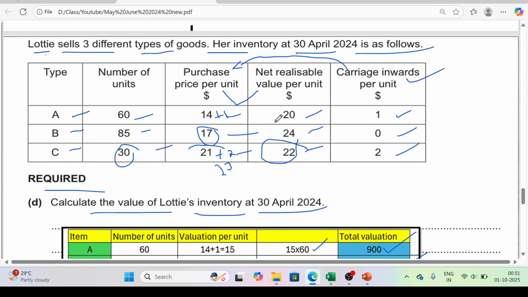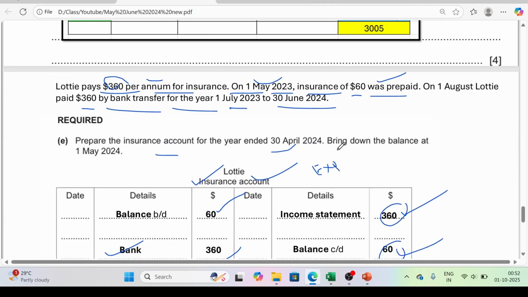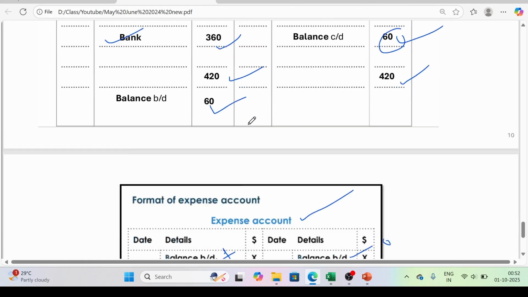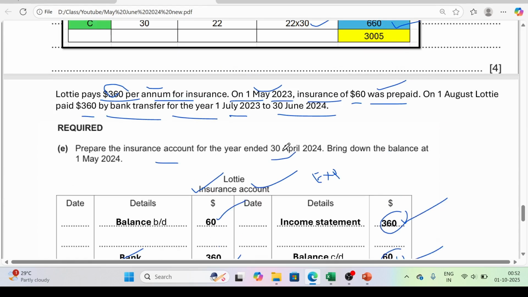Then inventory valuation, very important. Cost price and NRV, net realizable value, whichever is the lowest, then multiply with the units, you will get the total answer. Then insurance account, you must study the expenses account and income account ledger. Then the question will be easy for you.